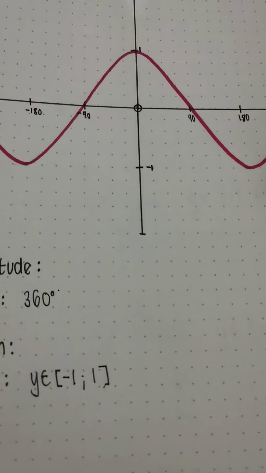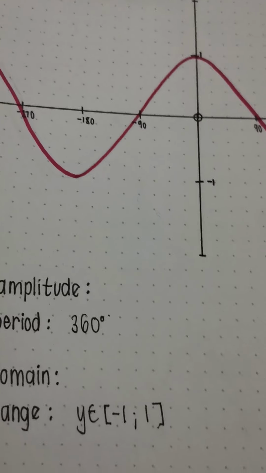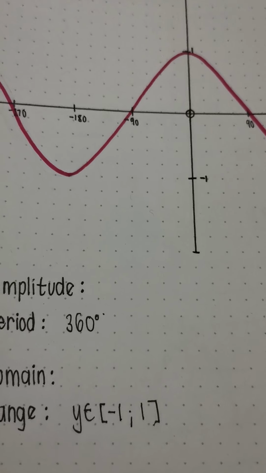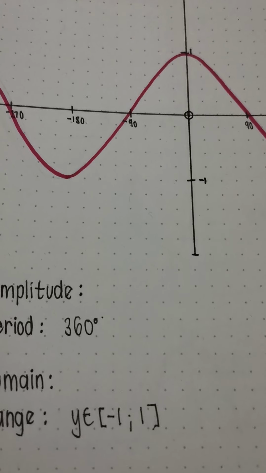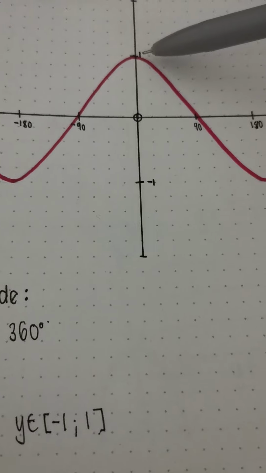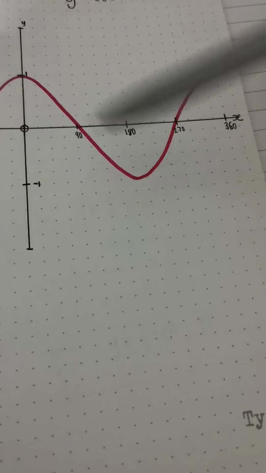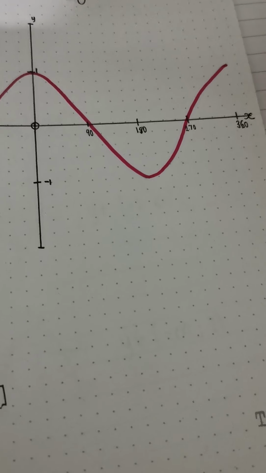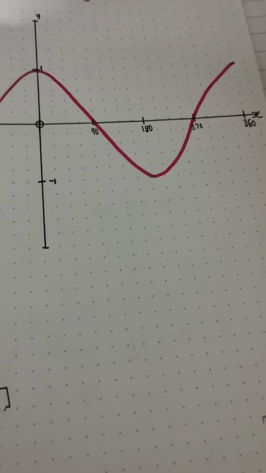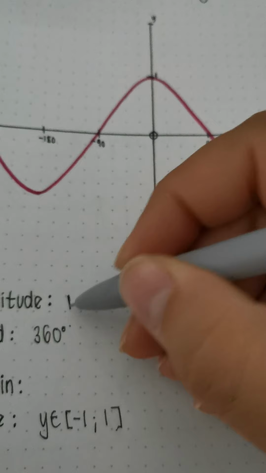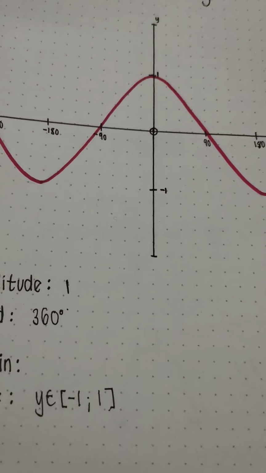Okay, another thing that we should talk about is amplitude. Again, amplitude is the difference between the maximum and minimum divided by 2. Maximum is 1, minimum is -1. So the distance between those two is actually 2 units. 2 units divided by 2 is 1. And it's always divided by 2, okay?